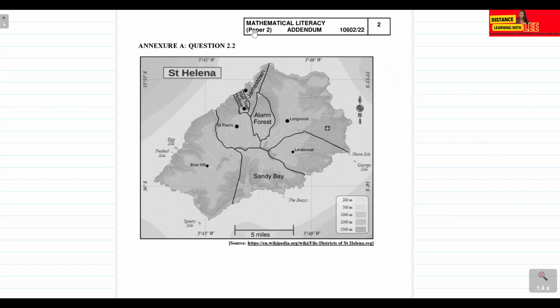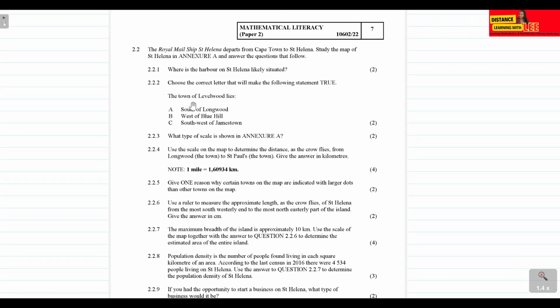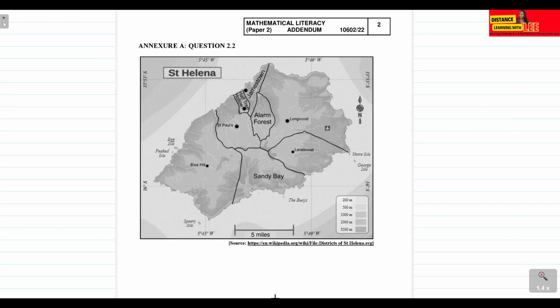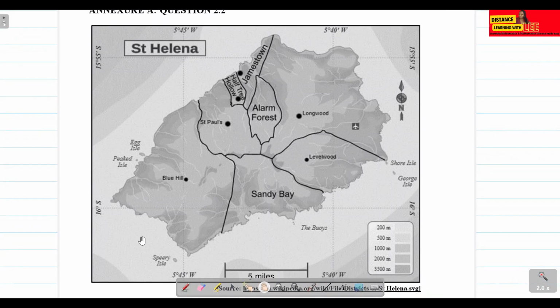Okay, so let's have a look at question number 2.2. Question number 2.2 says that the Royal Mail ship St. Helena departs from Cape Town to St. Helena. Study the map of St. Helena in Annexure A and answer the questions that follow. So we need to use this map that is given to us of St. Helena, and we need to answer the questions that are given to us.